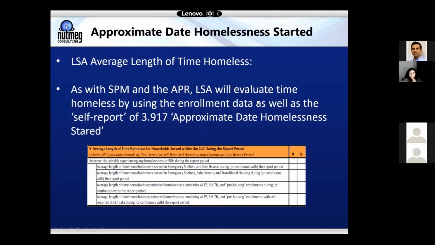The LSA report that we talked about also looks at the length of time homeless. As with the SPM and APR, it will evaluate the time homeless by using that approximate date homelessness started. I got a typo there, I'll fix that after. After the approximate date homelessness started, it'll look at the average length of time households were in emergency shelter, safe haven, transitional, and so on. And again, when communities see these data elements, they can look at the high percentages and isolate which client records are contributing.